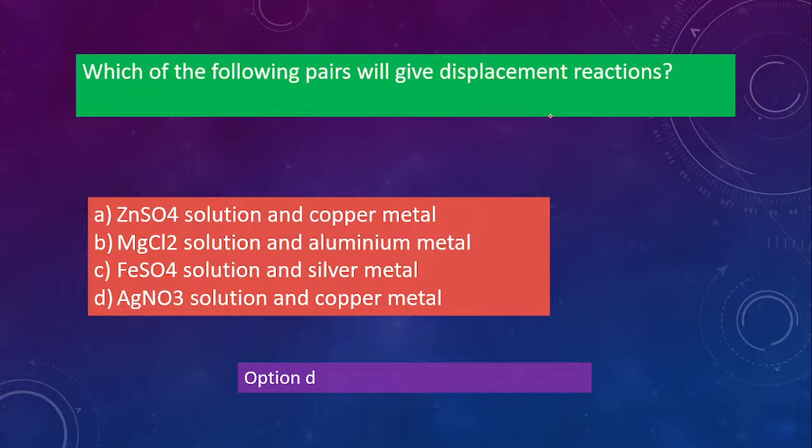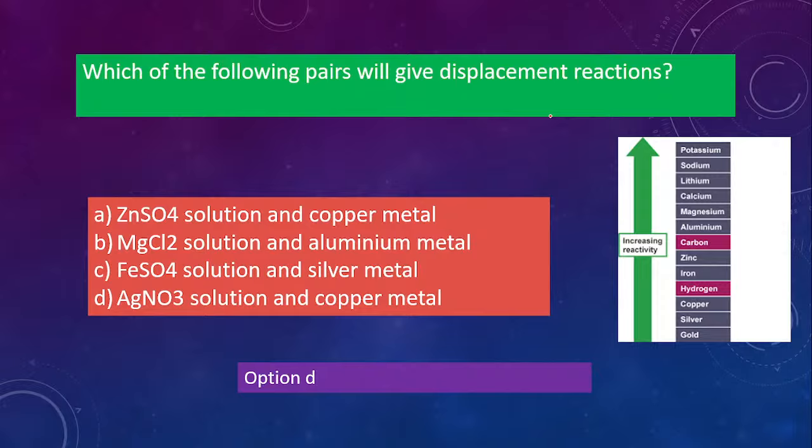That's the correct answer. Copper metal will displace silver, so copper is more reactive than silver. You see this in the reactivity series. Here is copper and here is silver. That's why copper will displace silver. It's above silver, so it can displace it. The rest cannot be done. So it's very important to know the reactivity series. Okay, let's do the next one.